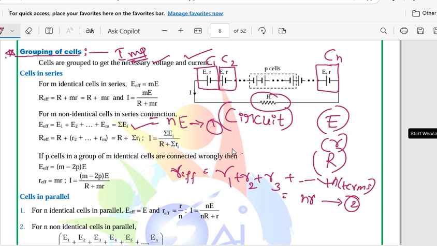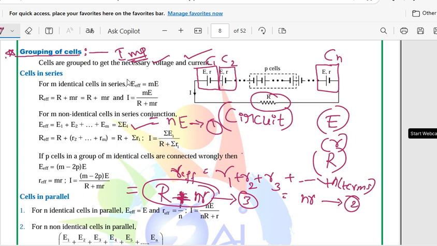Now, the effective internal resistance nr is in series with the external resistance R. So the total or equivalent resistance of the circuit is equal to R plus nr. This is equation 3. The total effective internal resistance is connected to the external resistance, therefore it is R plus nr.